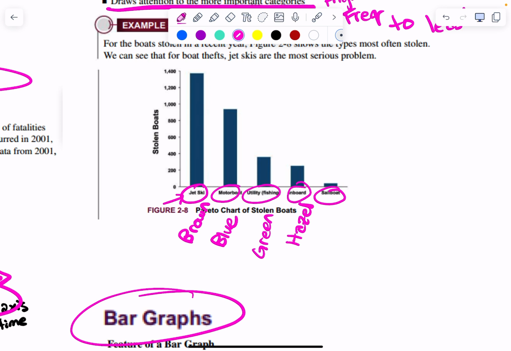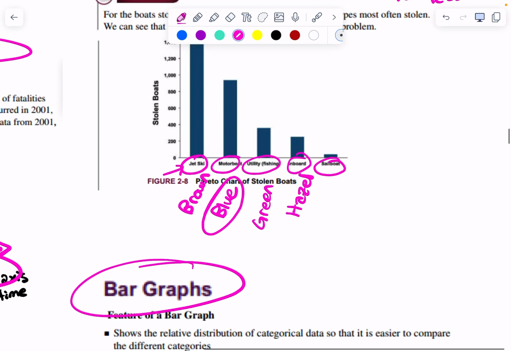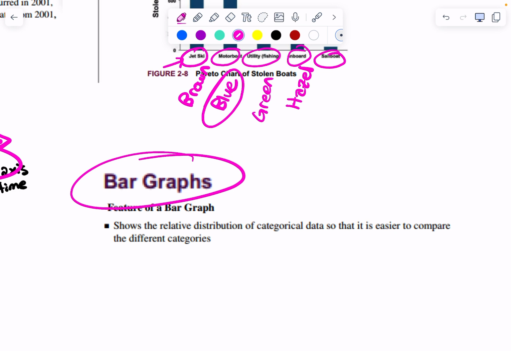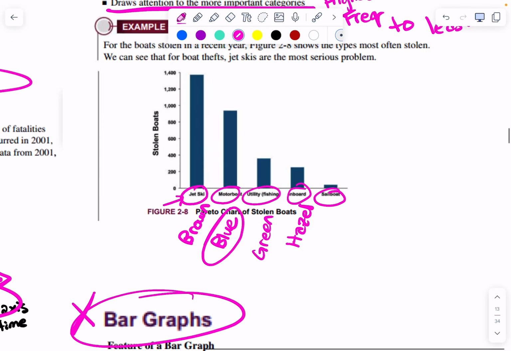Now, what happens if I have two that are the same? I usually say go in alphabetical order. So if green and blue had the same number, blue would go first because B comes before G in the alphabet. Got it? So the only difference between a bar graph and a Pareto chart is that a Pareto goes in descending order. A bar graph shows the relative distribution of categorical data so that it's easier to compare the different categories. Bar charts just don't go in order. I don't ask you to do any bar graphs because we do Pareto charts instead.